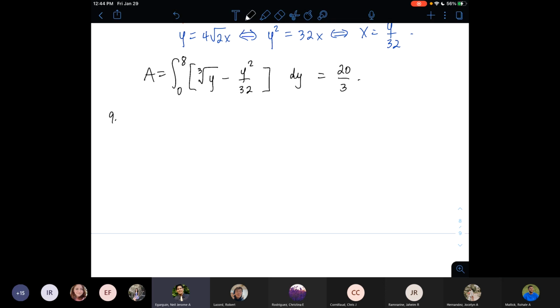For problem number 9, we were given the function in terms of y. We were told that the region is bounded by f of y equals negative y squared plus 1 and x equals 2y plus 1. Okay, so let's try to have a good idea of how the graphs of these two functions look like, right?